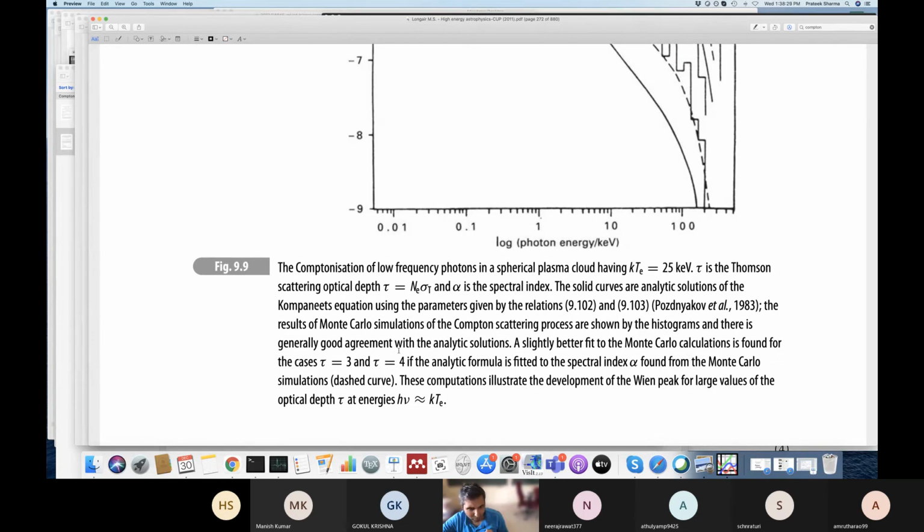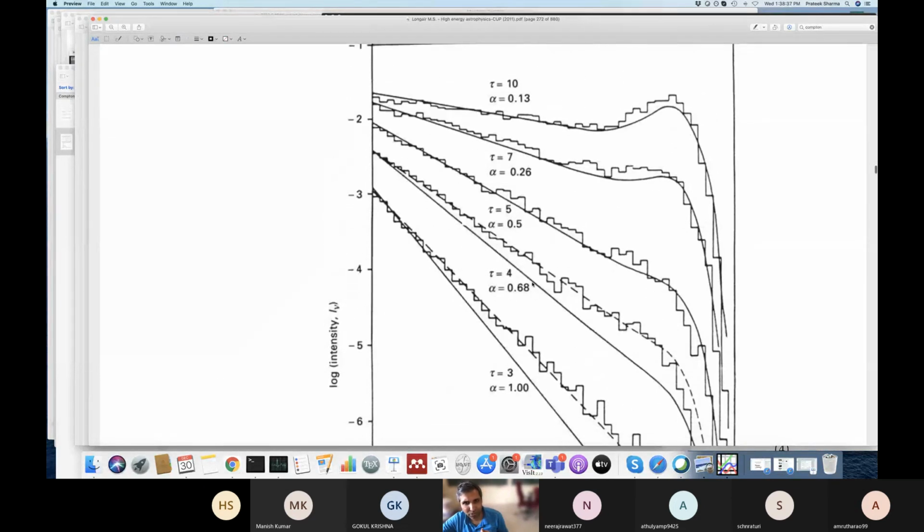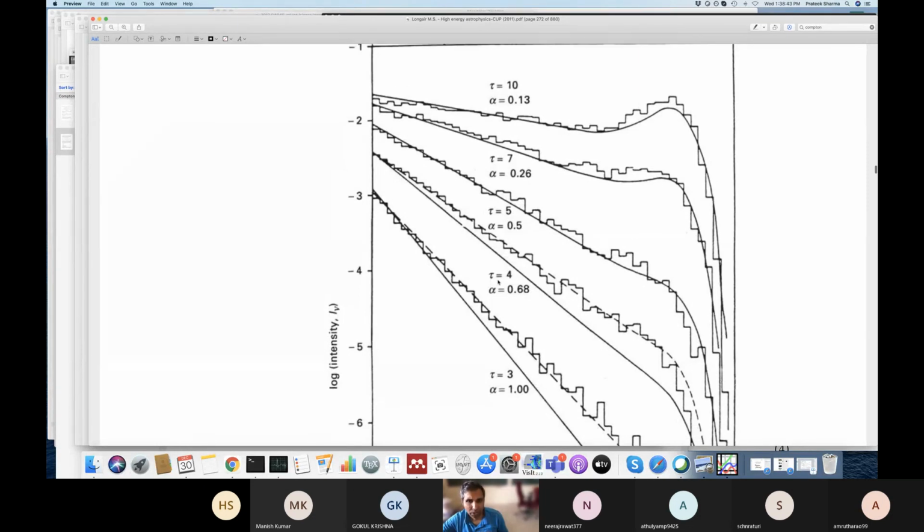So this is from Monte Carlo simulations. These histograms are from Monte Carlo simulations, and this is from analytic theory. So there are these taus: tau equals 3, tau equals 4, 5, 6, 7, and so on. When tau becomes bigger and bigger, that means your Compton Y parameter is becoming larger than 1. So this is a Comptonized spectrum.